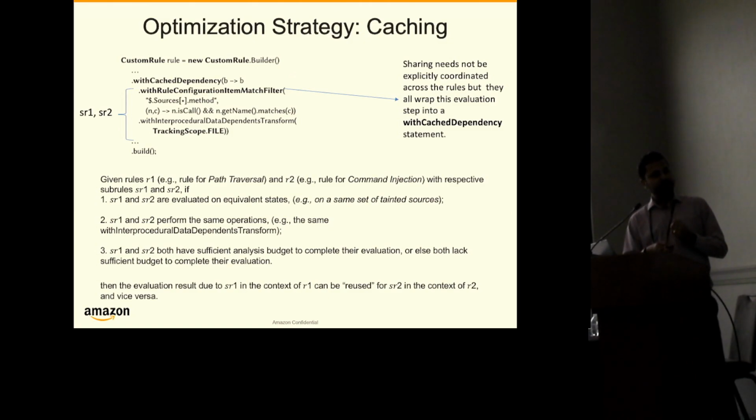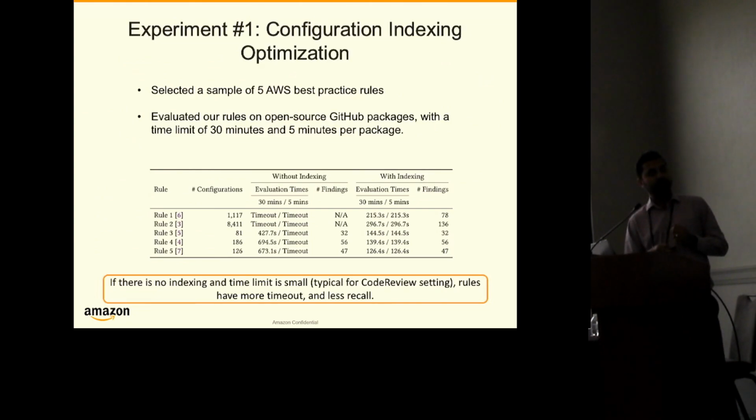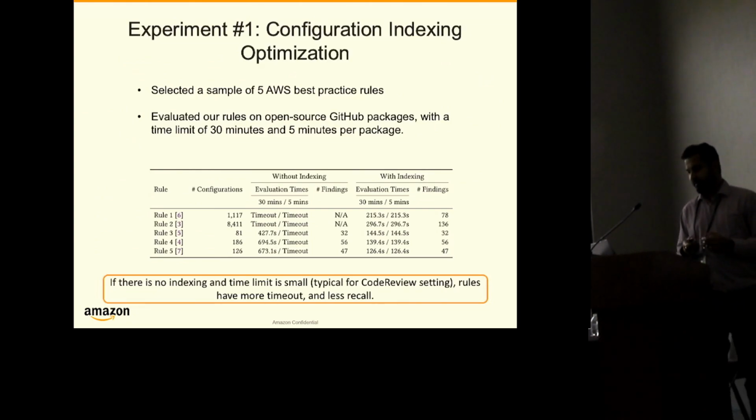And if these 3 conditions are met, then the evaluation result due to SR1 in the context of R1 can be reused for SR2 in the context of R2. So this is the notion of caching which we have implemented. So going into the evaluation result, first I want to talk about the configuration in indexing optimization.